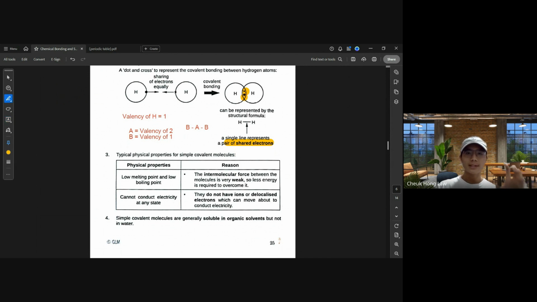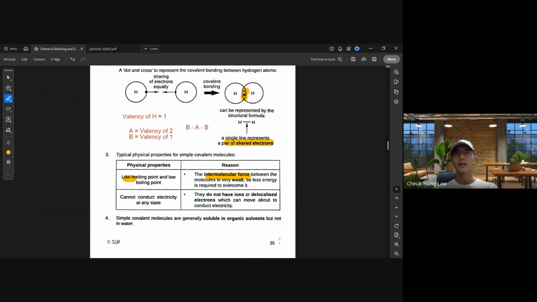So simple covalent molecules have a low melting point and boiling point. Why? It is because the intermolecular force between the molecules is very weak. Intermolecular force already tells you that it's between the molecules. So this force between the molecules is very weak, so the weaker the force, the less energy is needed to overcome it.